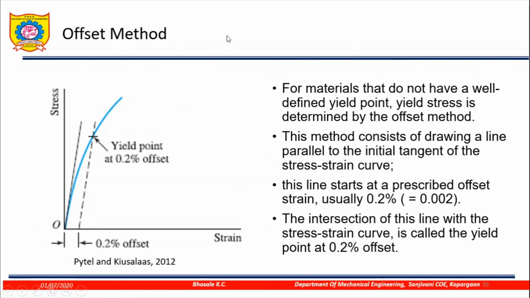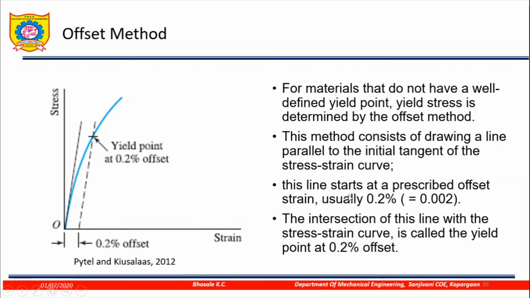Next method is the offset method to find out the yield point. For materials that do not have a well-defined yield point, if the materials do not show the yield point, yield stress is determined by this offset method. This method consists of drawing a line parallel to the initial tangent of the stress strain curve. This is the initial line, so we have to take the tangent and draw the parallel line to this one.